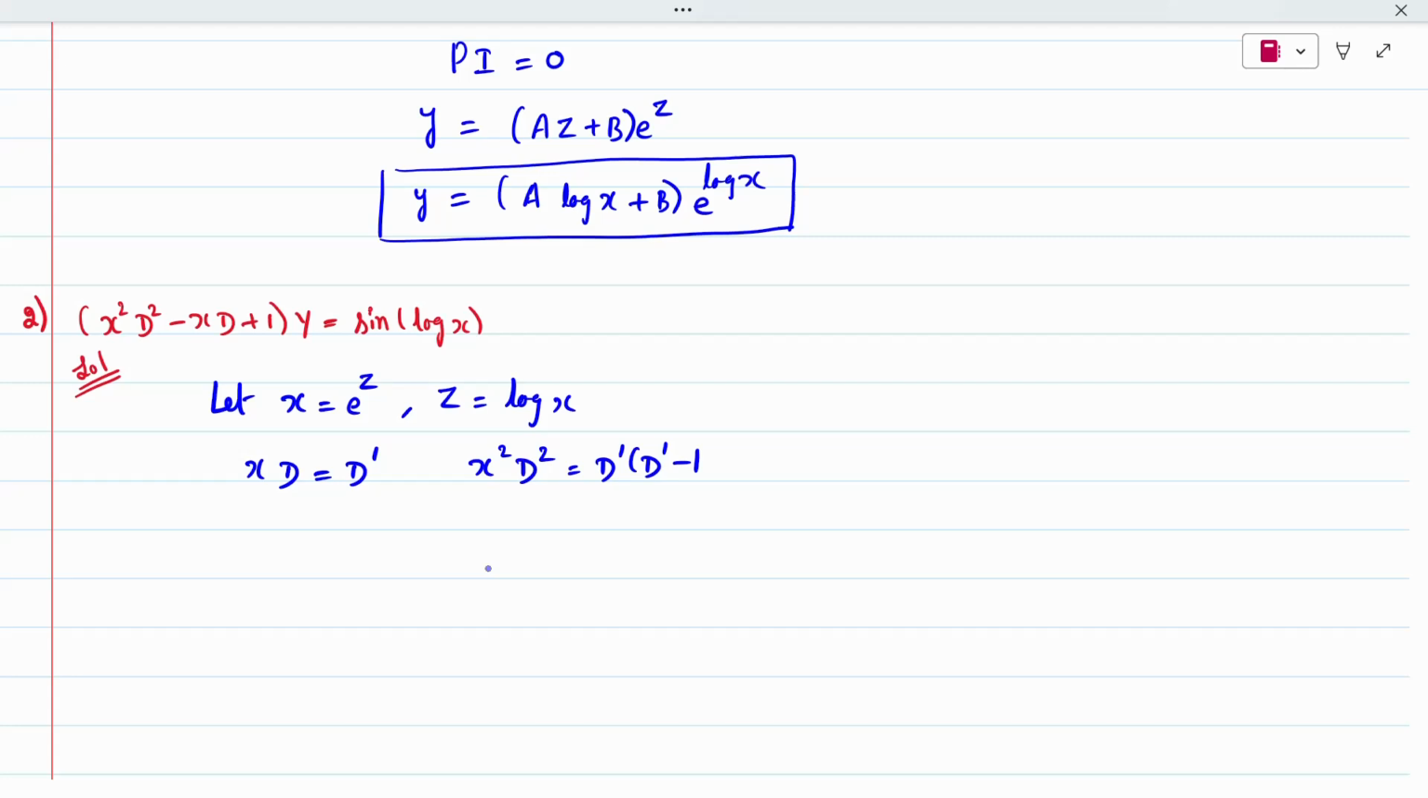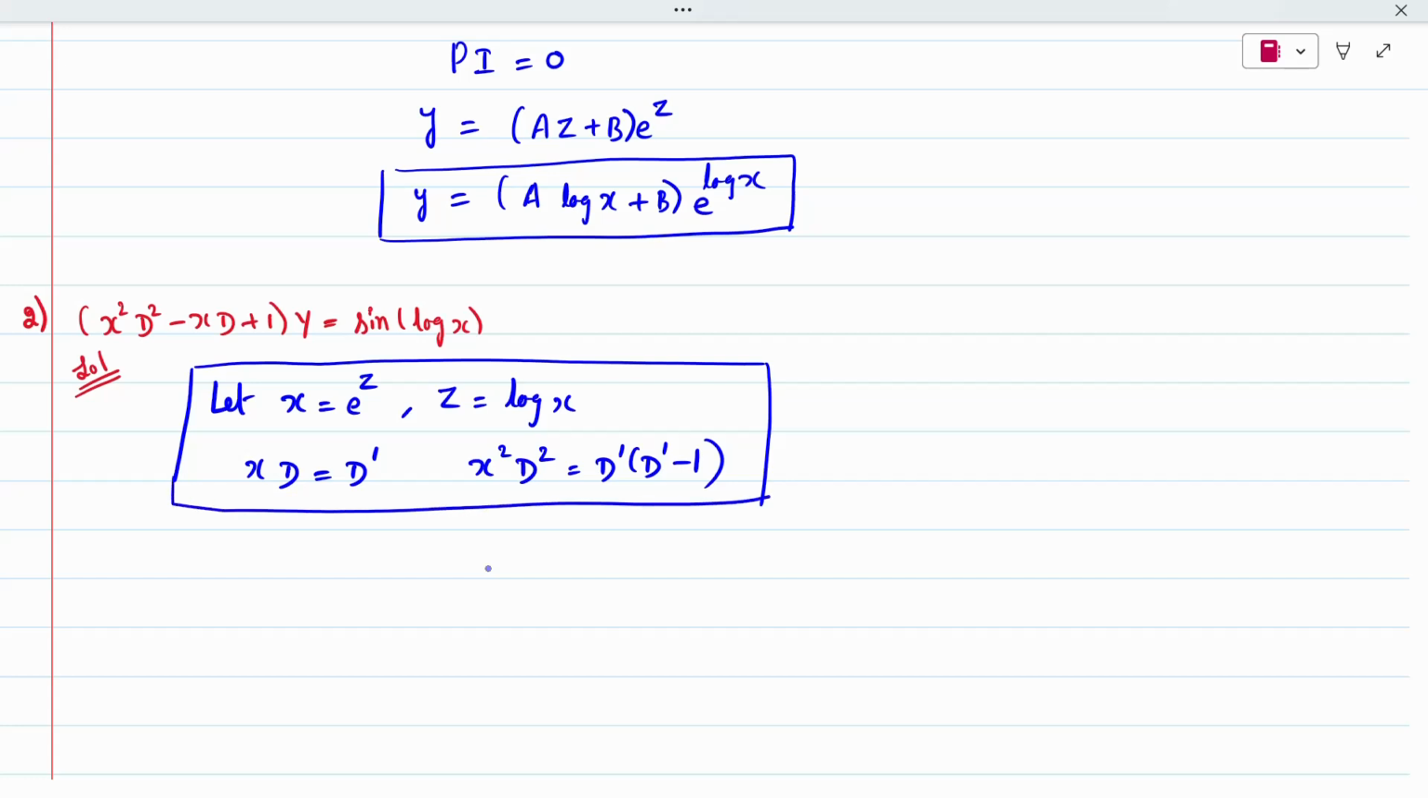These four terms you have to write for all the problems, whatever is asked in the Euler type or Cauchy type. Both are the same method only. This compulsorily you have to write. So now substitute in this given question. It's nothing but D dash into D dash minus 1, minus D dash plus 1, into y equal to sine log x, which is nothing but sine z.